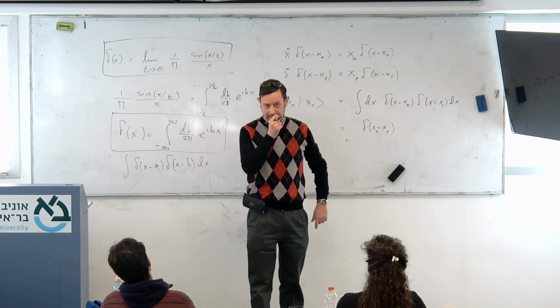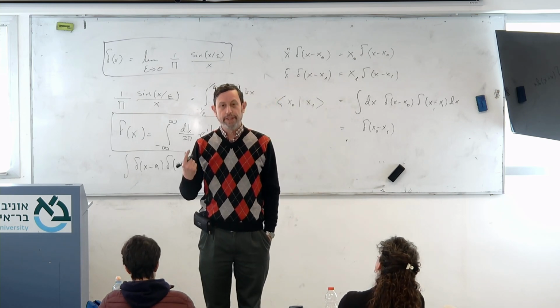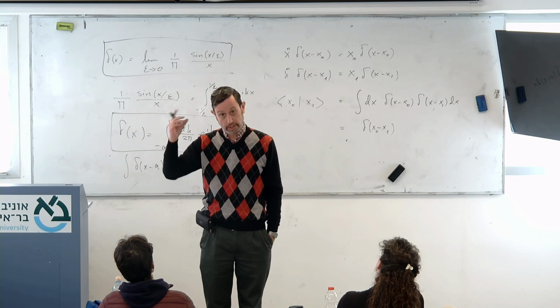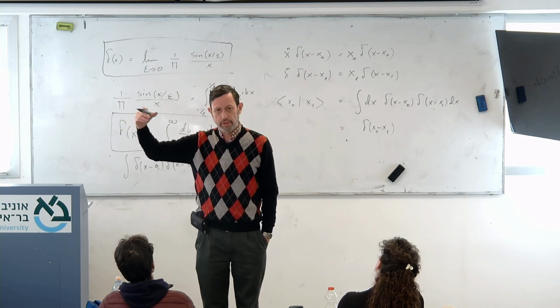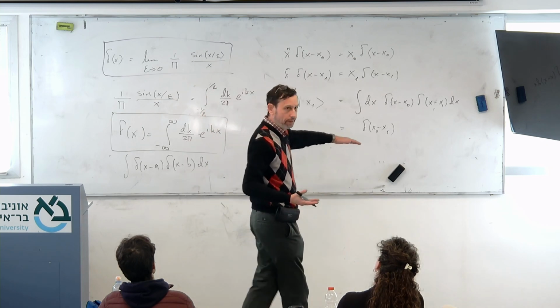It tells you basically that it's 0 if x is not equal to x1 and ill-defined at the point that x1 is equal to x. The integral over it is 1. This is not 1.